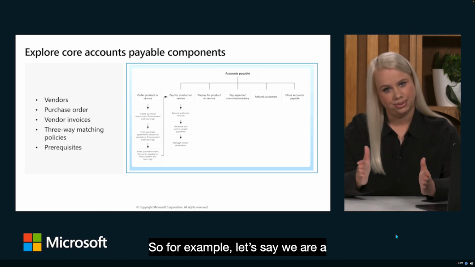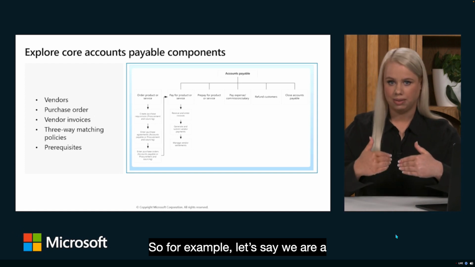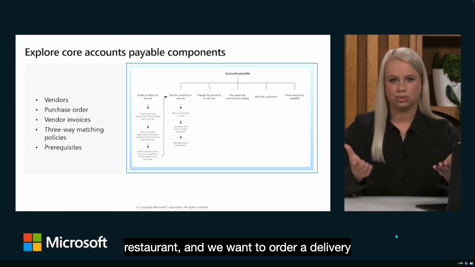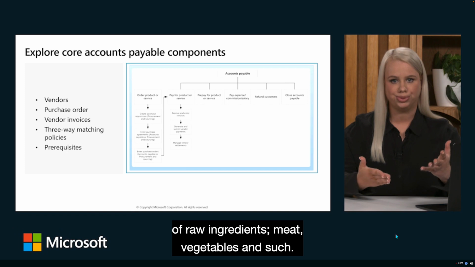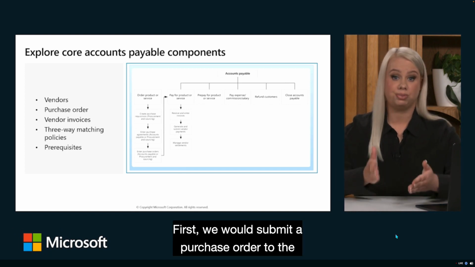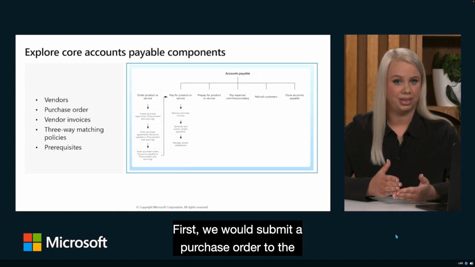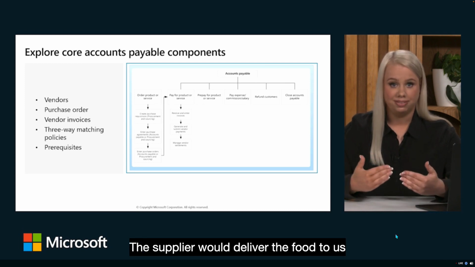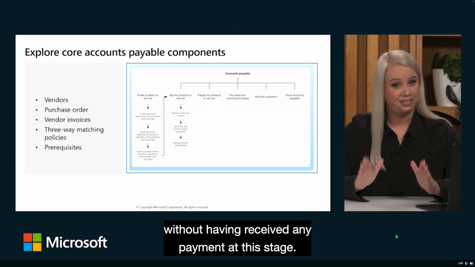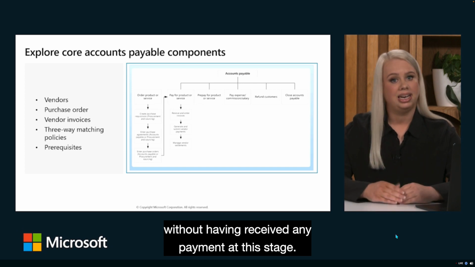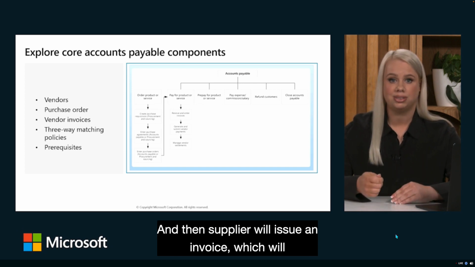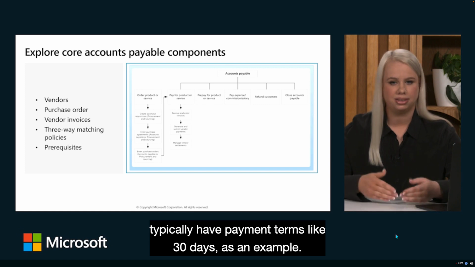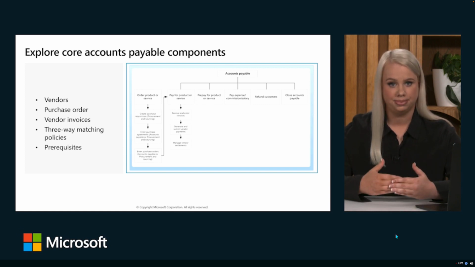So for example, let's say we are a restaurant and we want to order a delivery of raw ingredients, meat, vegetables, and such. First, we would submit a purchase order to the supplier, which is like an agreement to buy the food. The supplier will deliver the food to us without having received any payment at this stage. And then the supplier will issue an invoice, which will typically have payment terms like 30 days as an example.